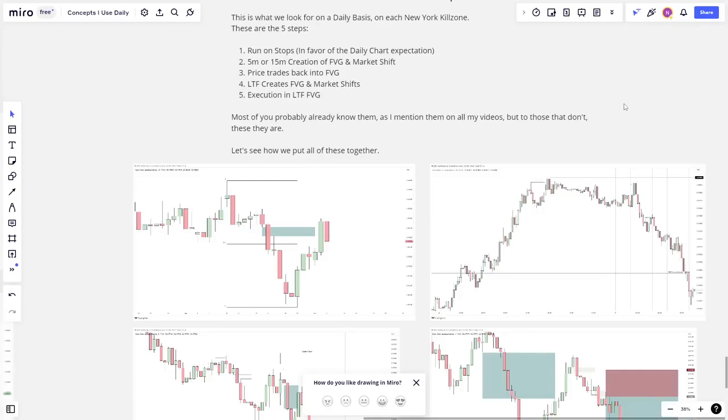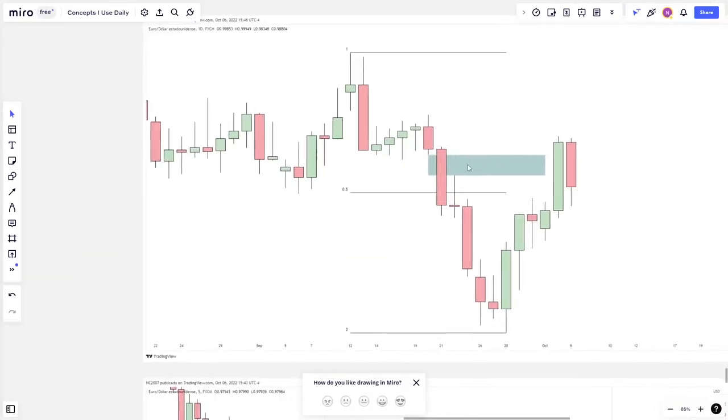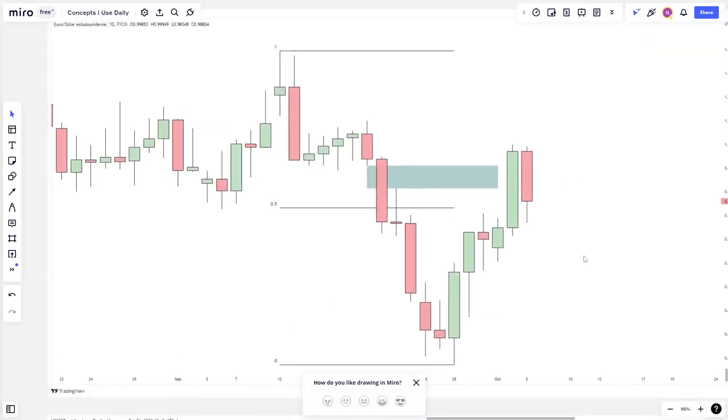And again, as most of you probably already know them, as I mentioned them in all of my videos, but for those that don't, they are the fair value gaps.